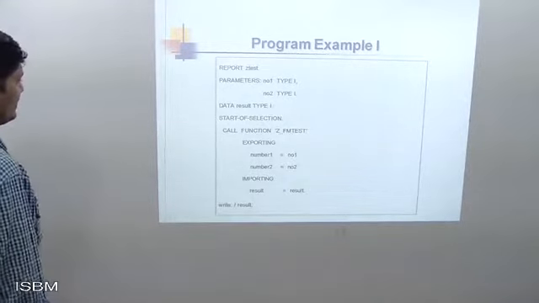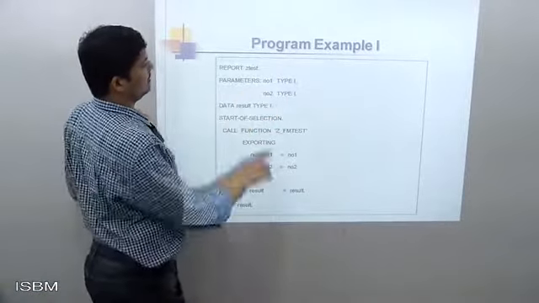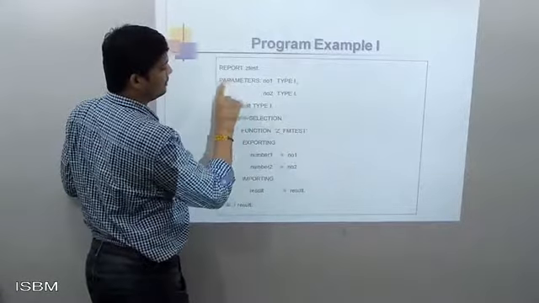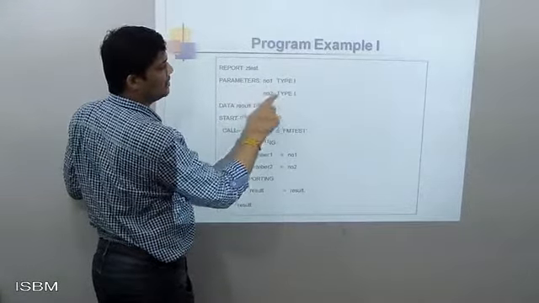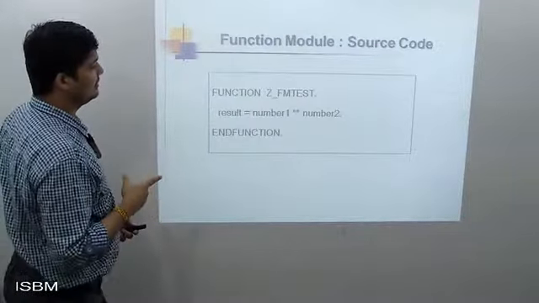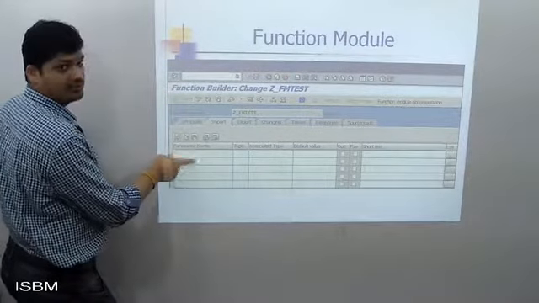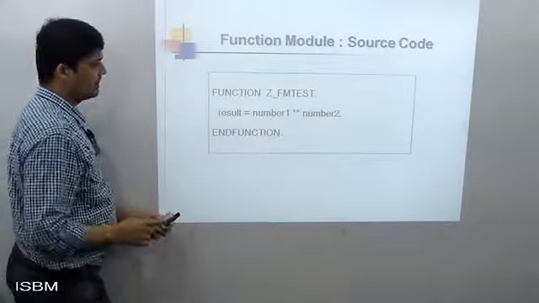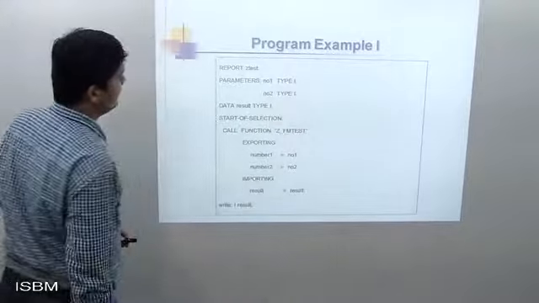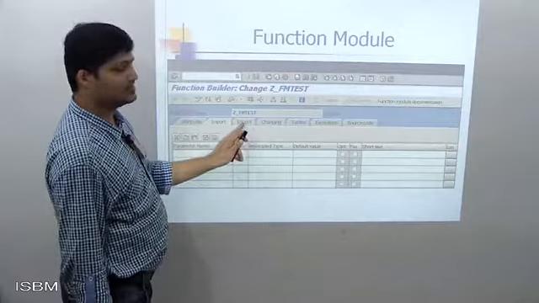So you can see program example 1. I have created a simple program, the report Z test, where I am going to call my function module. I have taken the two parameters, number 1 and number 2, and I am going to correlate them over here. So you can see the two parameters I need to put in the import parameter: number 1 and number 2, number 1 type I, number 2 type I integer. Number 3 is the result, which is inside your export parameter.